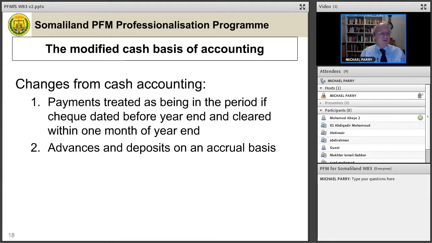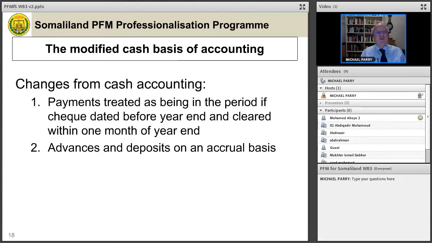And there are two changes from cash accounting. The first thing is that if you write a check, let's say in December, and it's not cleared and doesn't go through your bank until January, you treat it as being a December payment. You effectively keep your books open for a month after the year end for checks that were written in the year. And the second thing is that you will deal with advances and deposits on an accrual basis. Advances typically will be advances to employees for expenses, and they can be quite a significant and substantial area to control, and most countries prefer to do this on an accrual basis, even if they do use cash accounting.